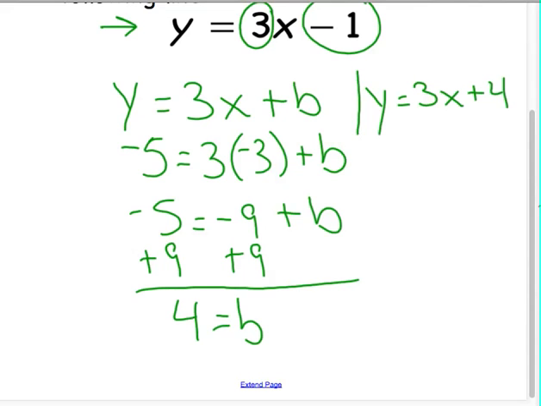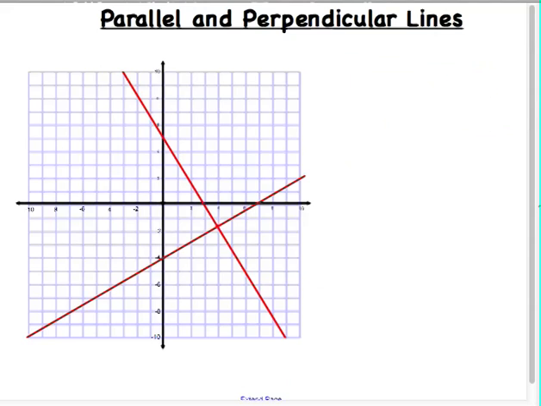So most of this work we've done before. The only new thing is that we're given one line, and we're finding the equation of another line. In this case, parallel, we use the same slope. All right. Moving on to the next one.